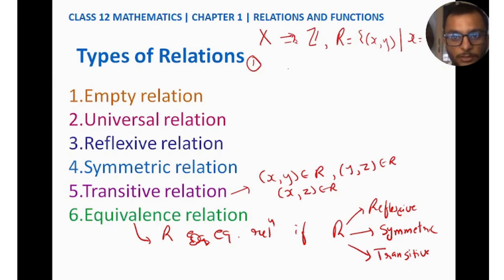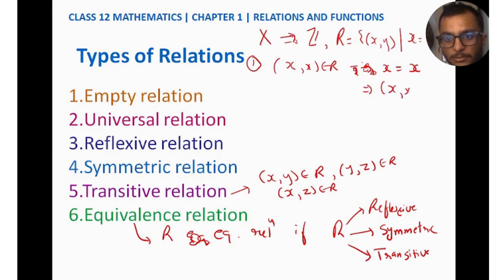Because for reflexive, whatever x you take from the integers, (x, x) should be in R. And for (x, x) to be in R, what condition needs to hold? That x should be equal to x, right? And this holds, as x is equal to x, which implies that (x, x) belongs to R. Hence this R is reflexive.